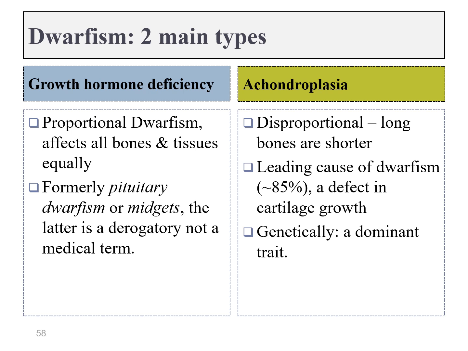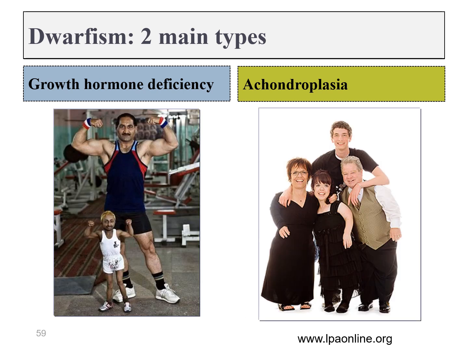For those interested in genetics, this is a genetically dominant trait. It requires only one allele to have this condition. Here are two pictures of the two predominant forms of dwarfism. On the left, we see a man who has a growth hormone deficiency. This is considered proportional dwarfism.